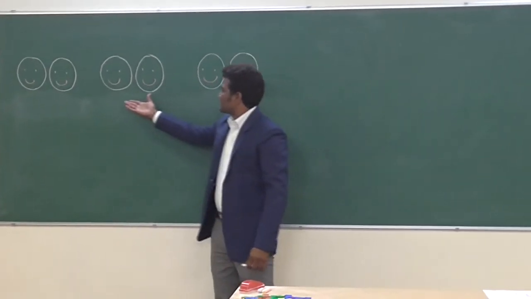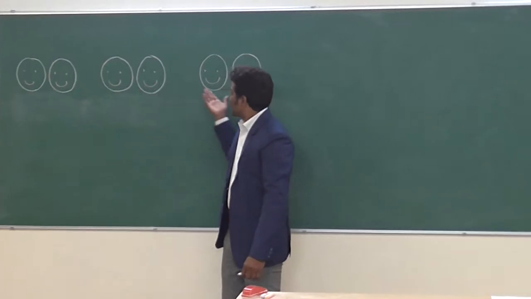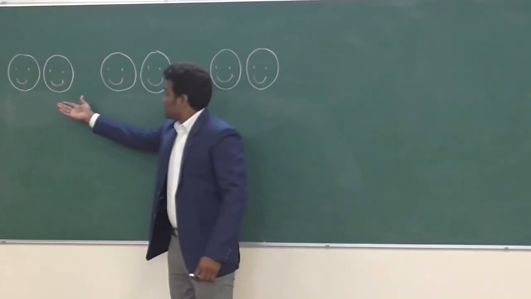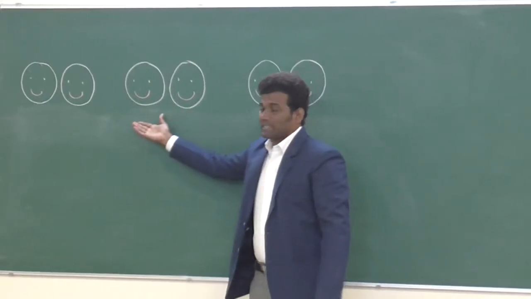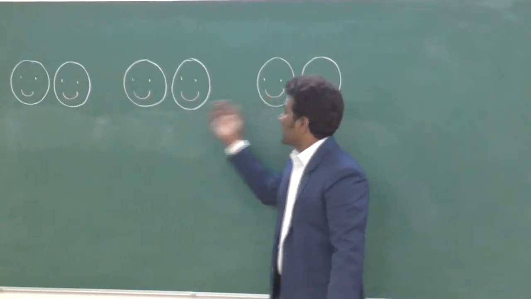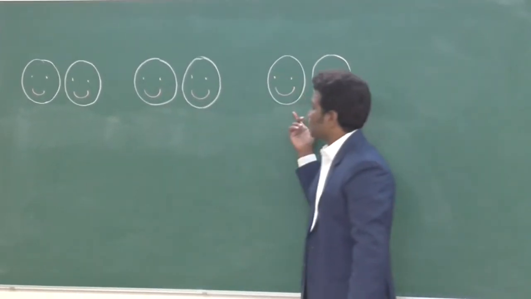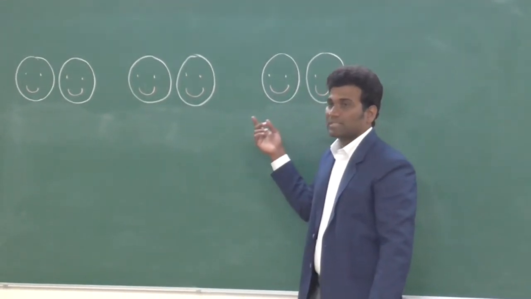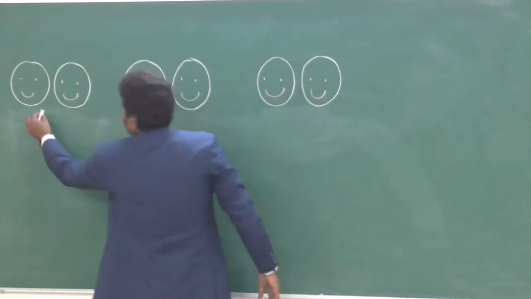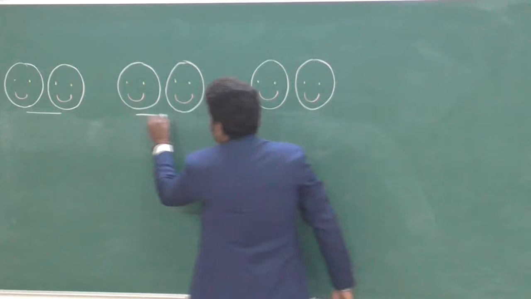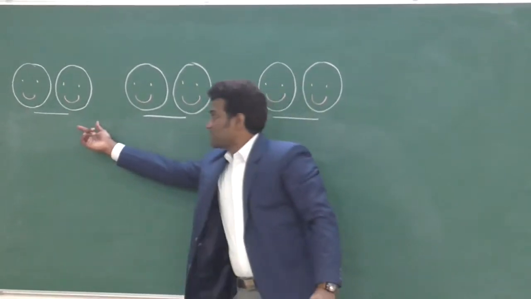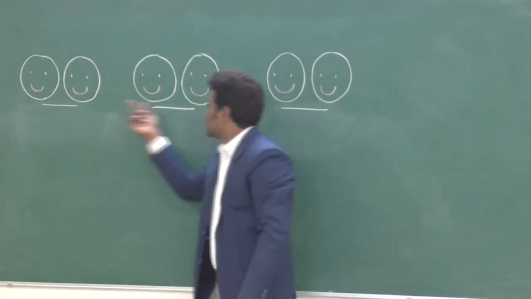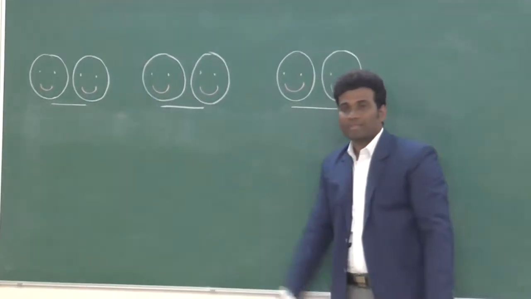I have one example over here. There are smileys. How many groups are there? Or you can say, how many sets of smileys are there? Yeah. I have 3 sets of smileys, or I can say, I have 3 groups of smileys. 1, 2, 3.